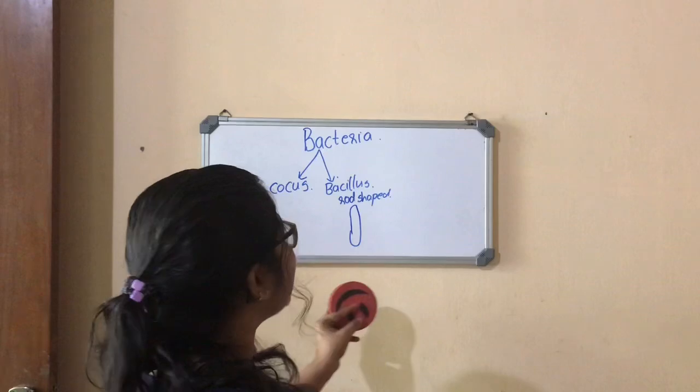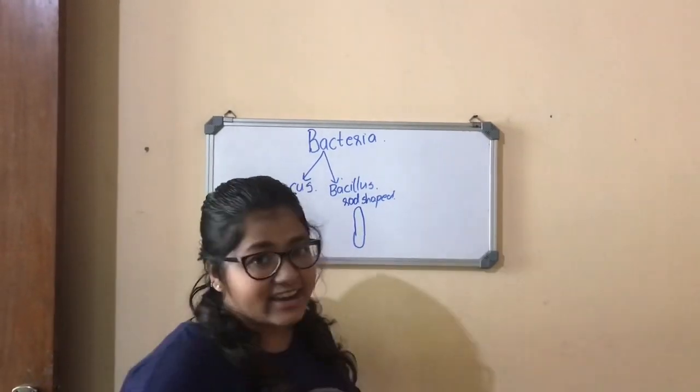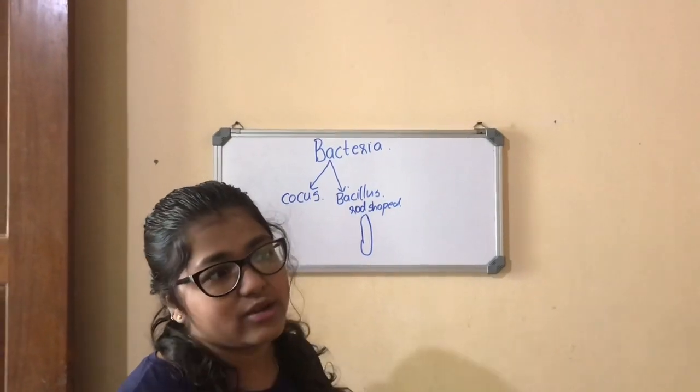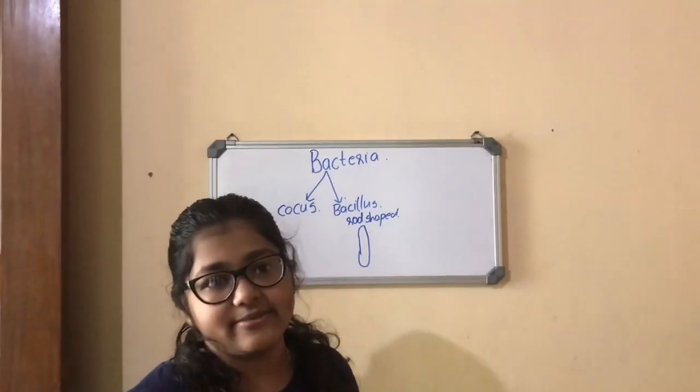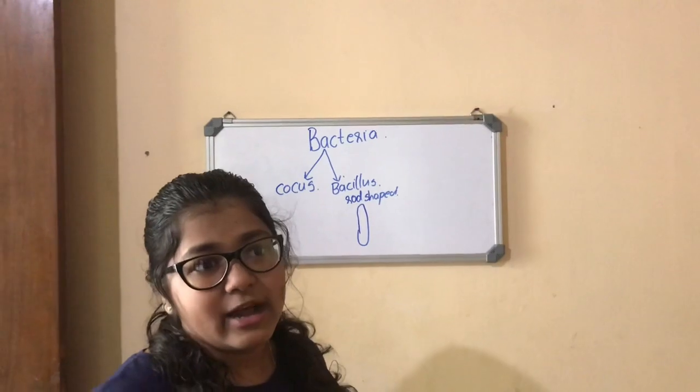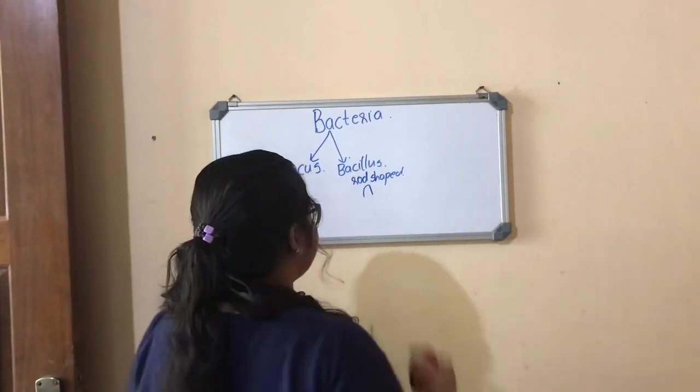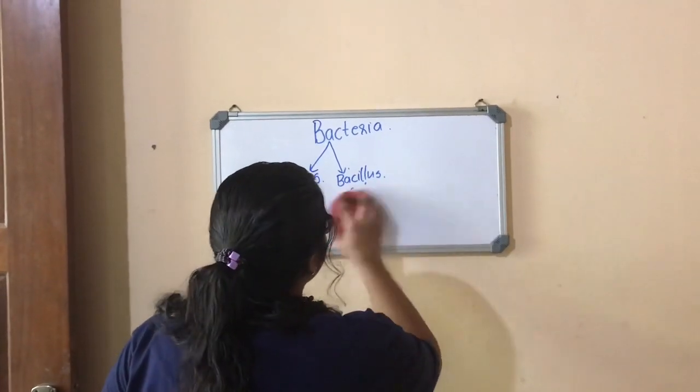One best example of bacillus is lactobacillus, which is most commonly seen in curd. When you keep the milk overnight, it will turn into curd. So there is a high presence of lactobacillus in that. Lactobacillus makes the formation of curd easy.